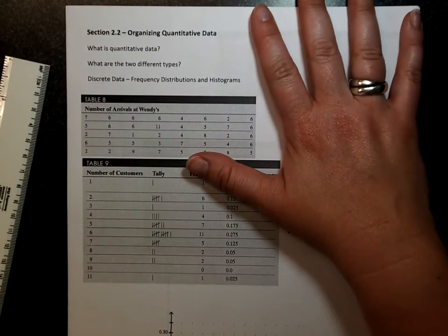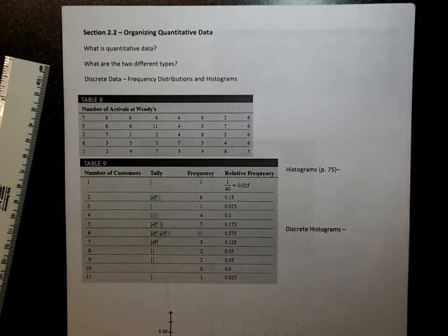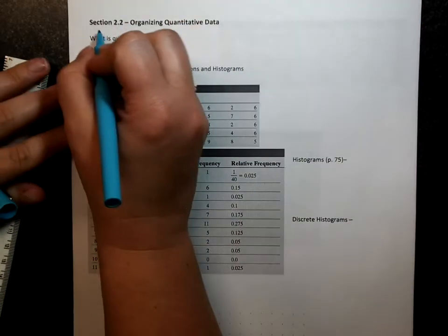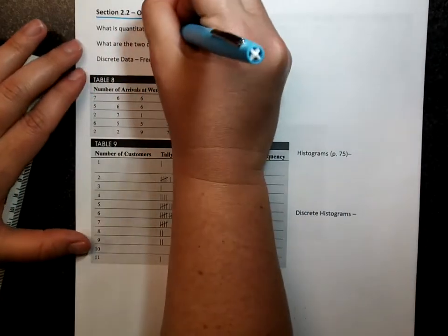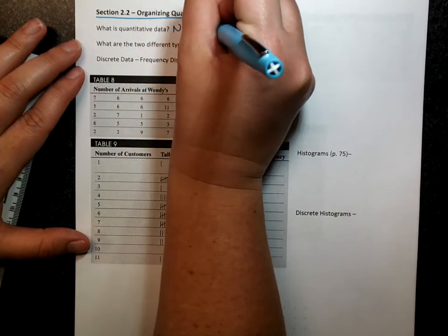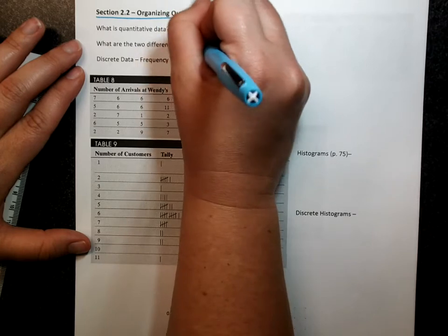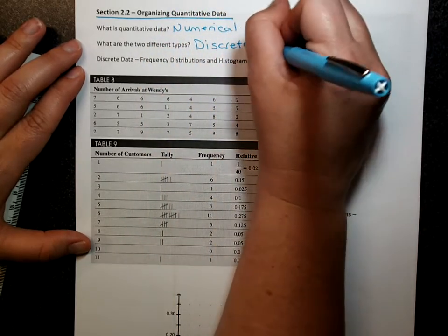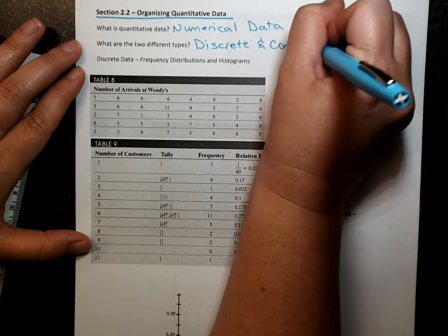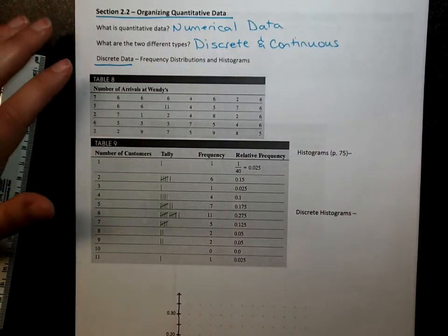So we're going to go ahead and move on to section 2.2 on organizing quantitative data. This is where we're going to spend the majority of our time in chapter 2 on quantitative data. Remember, quantitative data is your numerical data. And there are two different types. There's discrete and continuous. We're going to talk about discrete first, and then we'll get into continuous second.